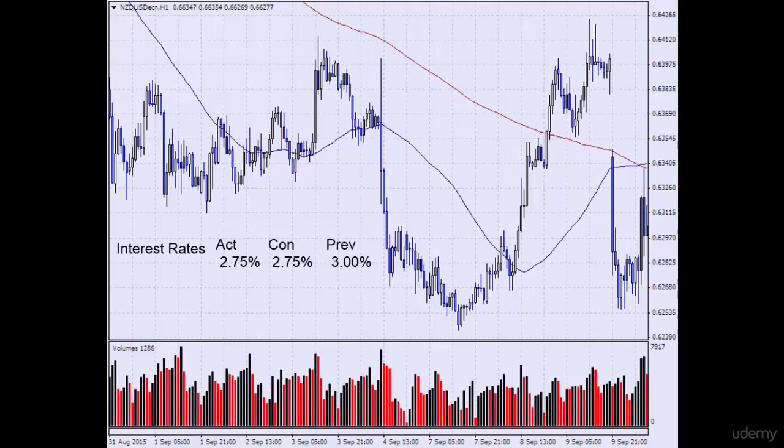So here's another example of a fundamental trade. We were expecting the New Zealand Central Bank to lower interest rates, so we were looking to sell the New Zealand USD. It was the 7th of September, but the rate decision was going to be on the 9th of September, so we would have to wait 2 days before we could sell the market.